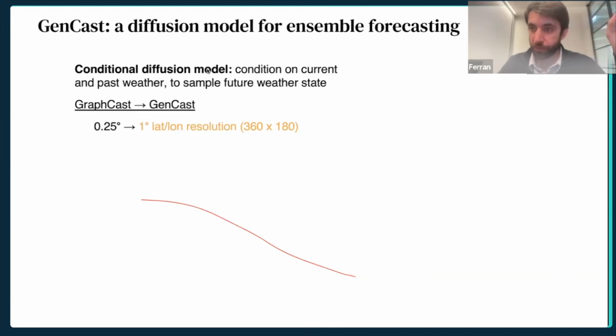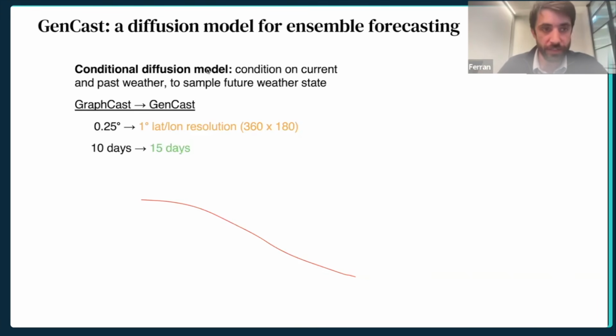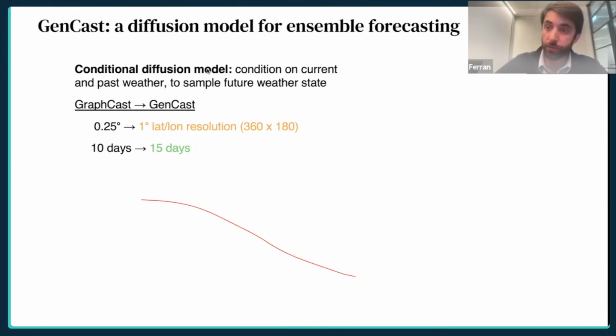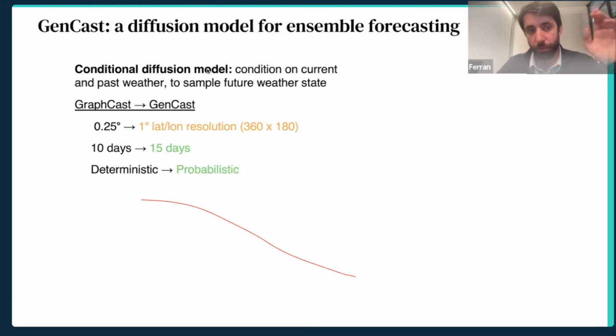In changes with respect to the previous paper, the resolution is a bit lower because things are more expensive, but we can predict further into the future, because now it makes sense to talk about the weather 15 days into the future because we're making probabilistic predictions.